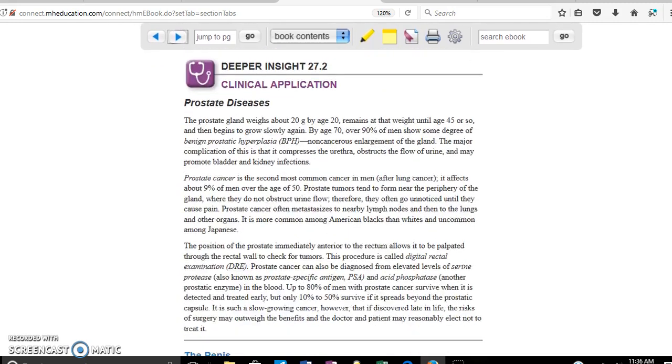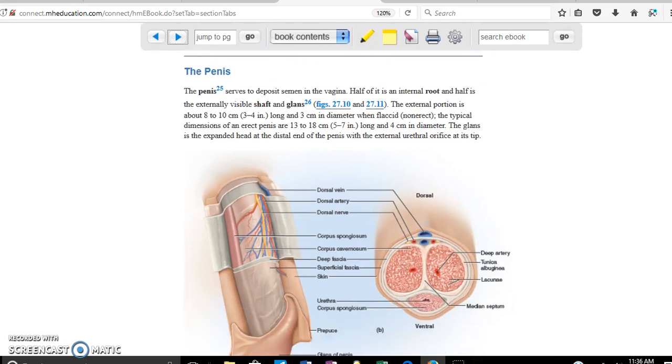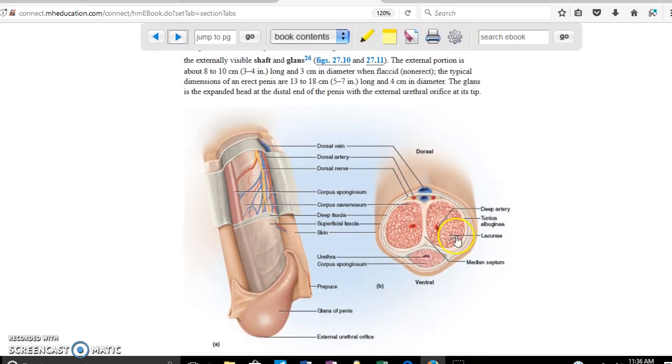So we keep scrolling down. We have the penis. The penis is just the structure that is going to allow the spermatozoids, or semen I should say, to be placed in the vagina. You can see here it has a shaft and a base, and it has these structures right here that are going to be like sponges. These sponges in here are called corpus spongiosum right here, corpus cavernosum right here. They fill with blood, and that is going to make the penis become very hard.